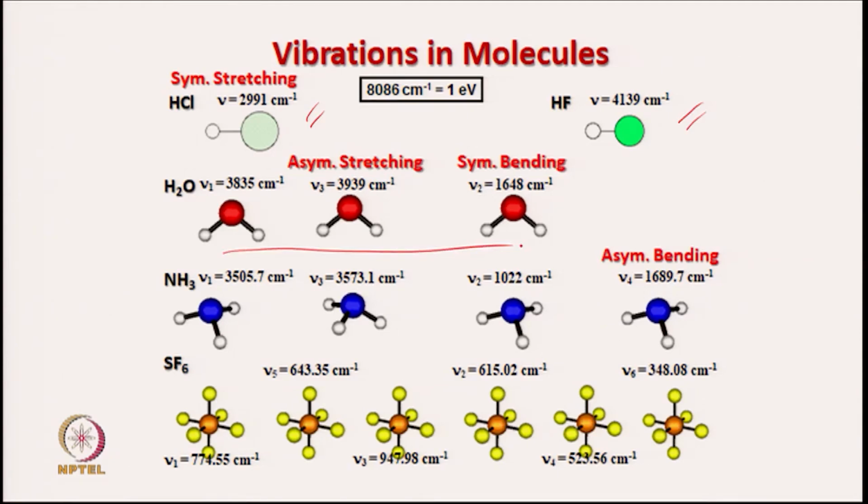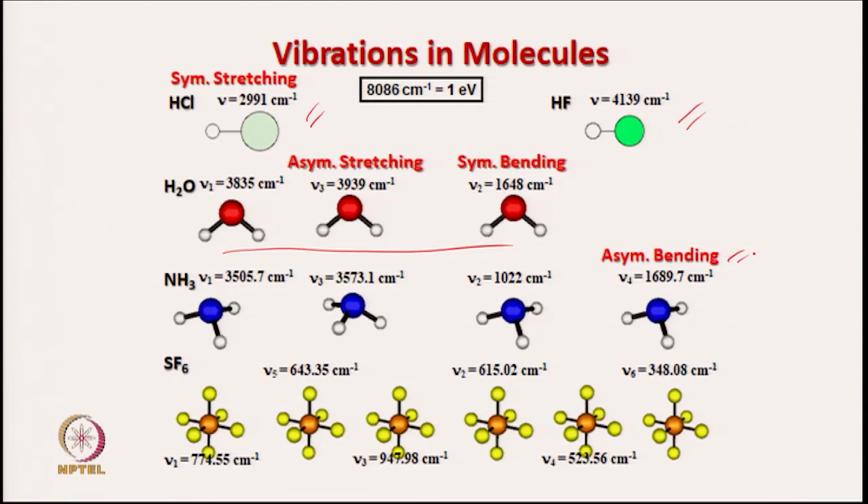One is symmetric, another is asymmetric stretching, and then your symmetric bending, and this value we have already seen. For ammonia there can be 4 different kinds of vibration. Apart from symmetric stretching, asymmetric stretching, and symmetrical bending, you have asymmetrical bending, which happens around 1689.7 centimeter inverse. Similarly, you can calculate the normal modes of vibration for other kinds of molecules.